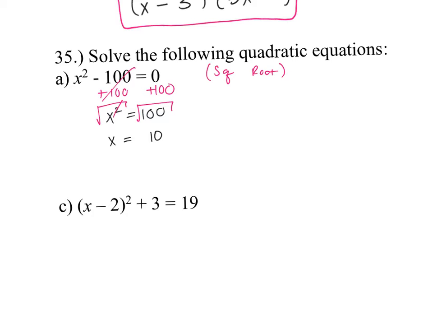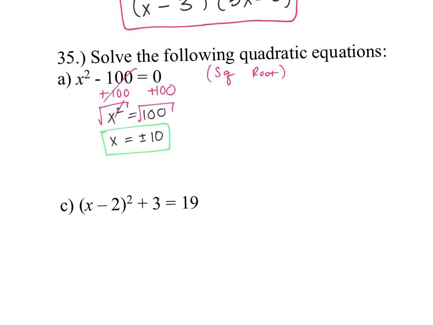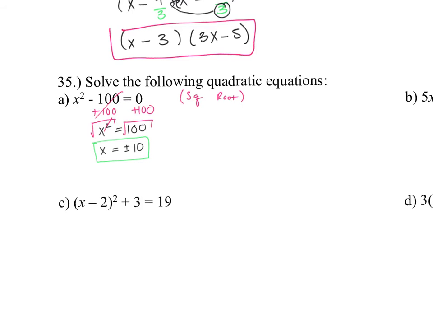But you guys probably could catch my mistake. I need a plus and minus in front because you have a positive 10 and you have a negative 10. All right, and that's it, and x is by itself. So the square root method is essentially trying to get the x squared by itself, so that way you can take a square root and get your solution.